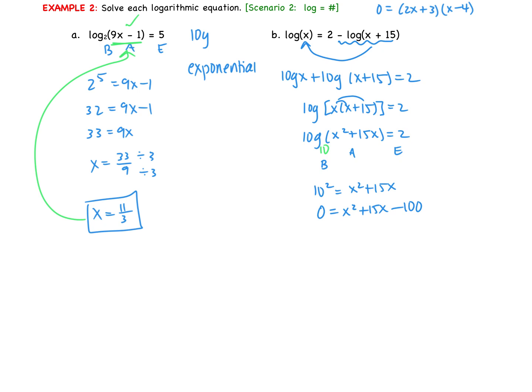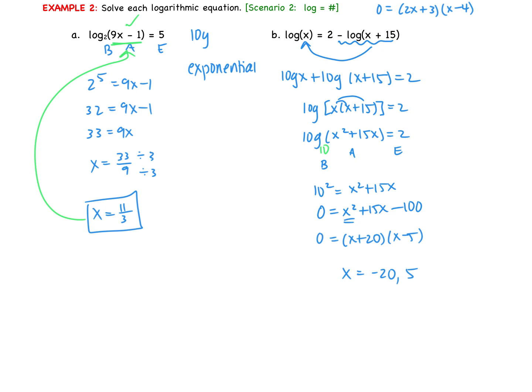This one is pretty nice. Because we have a 1x squared, we don't have to split the middle. We can jump right to x plus 20, x subtract 5. So when we set both of those equal to 0, we get x equals negative 20 and x equals 5. Do both work?